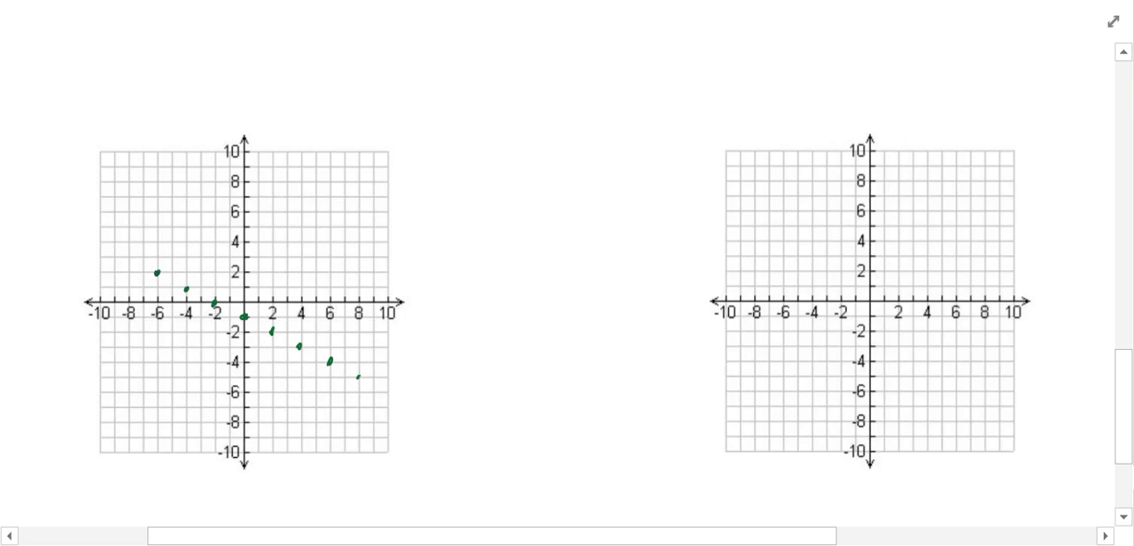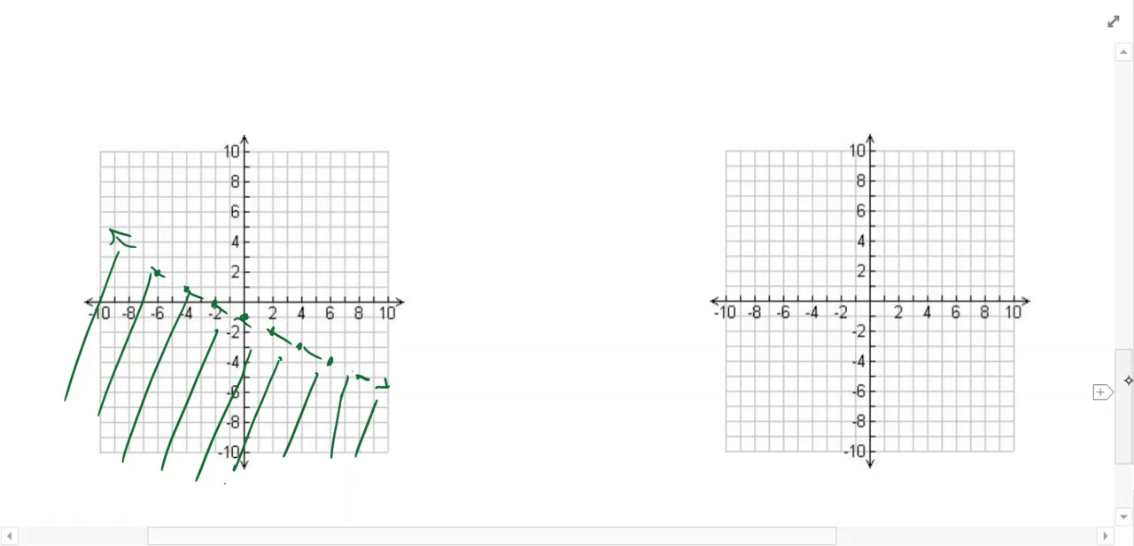All right, and since it was y is less than, it means it's a dashed line or a dotted line. So I'm going to draw my dashed line. And since y is less than, that means I'm going to shade everything below this line. So everything below this line would be shaded.